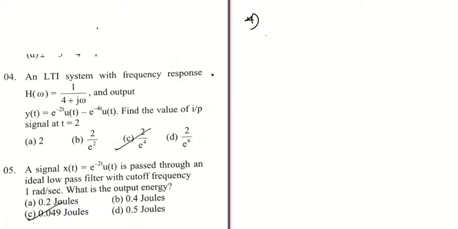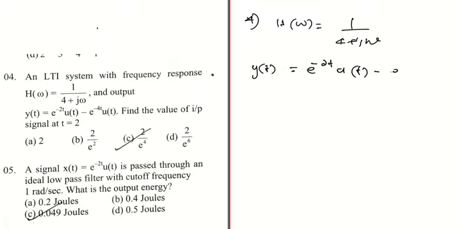Let's start with the first question. That is the fourth question. An LTI system with the frequency response given here, H of omega equal to 1 divided by 4 plus j omega, and output y of t equal to e raised to minus 2t u of t minus e raised to minus 4t u of t. We have to find out the input signal at t is equal to 2.